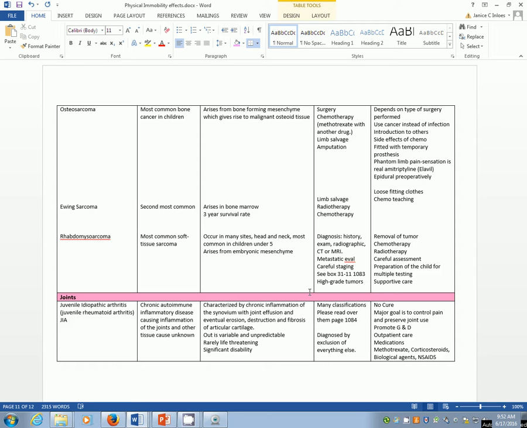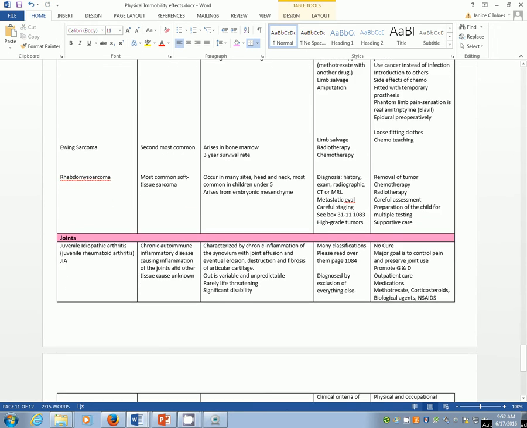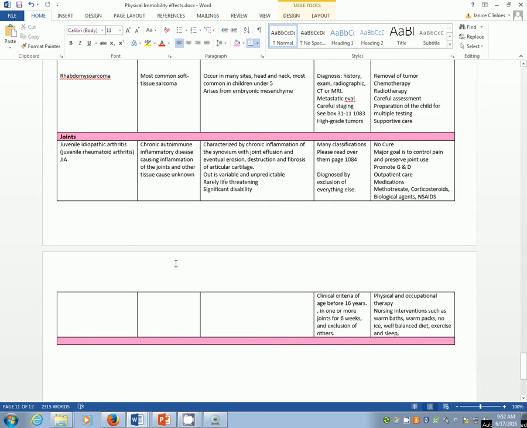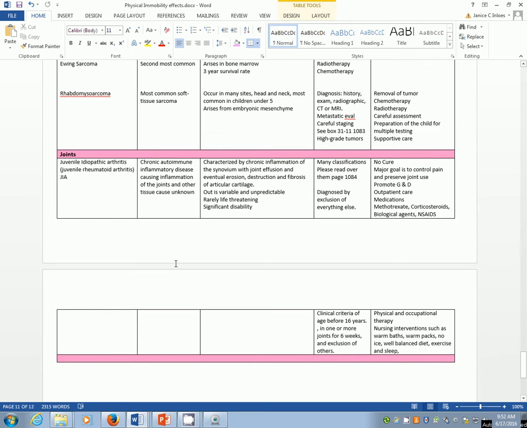We want to carefully assess our child for possible returns of these rhabdomyosarcomas, and we want to be sure our child knows that they're going to go through a lot of testing, and mainly we've got to give a lot of supportive care. Juvenile idiopathic arthritis is our last subject to talk about.